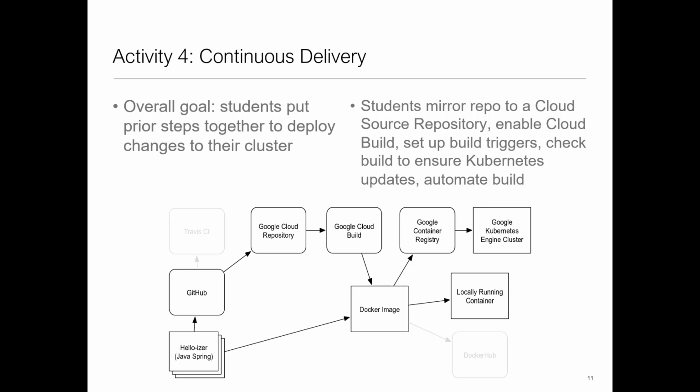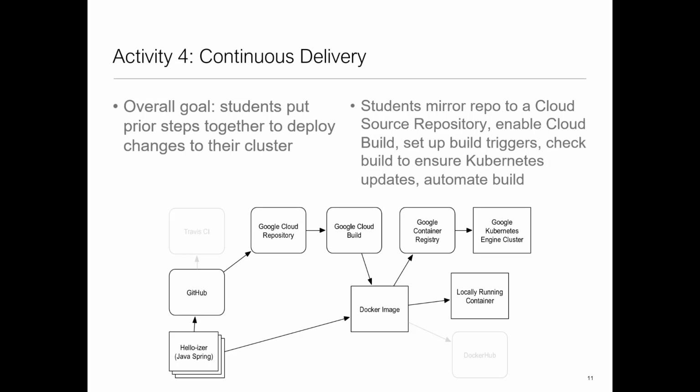And so here we use Google Source Repository. They mirror their GitHub repository there. So when they make changes to GitHub, those changes automatically go to the cloud repository. We use Cloud Build to grab those changes and to create the new Docker image that gets put into the container registry and then updates the Kubernetes cluster.